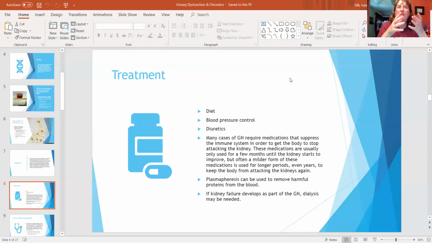So the idea of this is with this problem that you have these antigen antibody complexes that are stuck inside the glomeruli, and that's what's causing all of this inflammation and problems. So if you can get those out of the glomerulus, then usually that fixes the problem. So that's kind of what plasmapheresis is. And then, of course, if kidney failure develops, dialysis might be the next step as well.